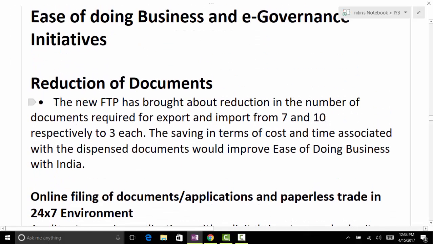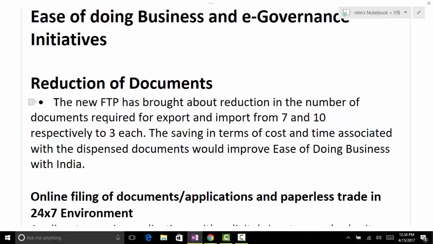So first point is reduction of documents. बस इतना ही याद रखो, बहुत ज़्यादा इसमें कुछ पढ़ने की requirement है नहीं. Now there had been so many documents that had to be complied with. Now these documents have been cut down. Now you have to fill a lesser number of forms, low number of documentation, and even that documentation has been made online. एक तो documentation कम कर दिया है. Secondly, that documentation has been made online.